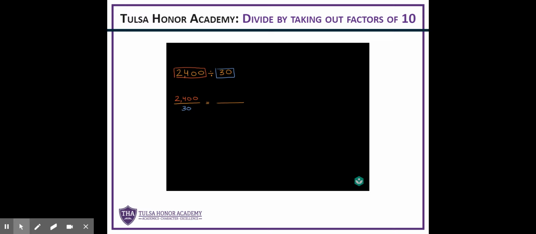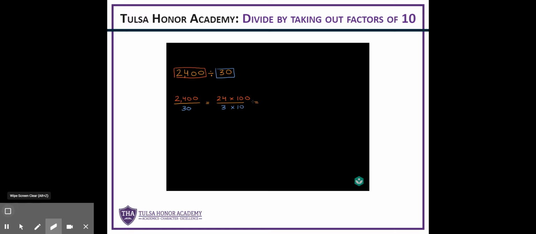So 2,400, that's the same thing as 24 times 100. I was like, okay, I've got these two zeros at the end, so you could view this literally as 24 hundreds. And then 30 you can view as, we've got 1 zero here, so it's 3 tens. The 3 is in the tens place. So 3 times 10. Now what's valuable about thinking of it this way is you can separately divide the 24 by the 3 and then the 100 by the 10.